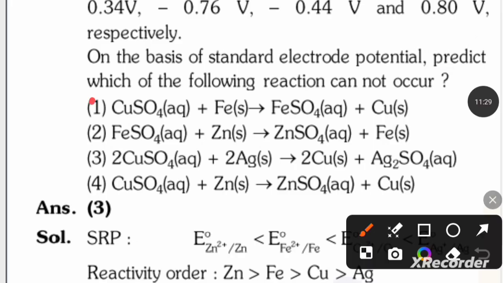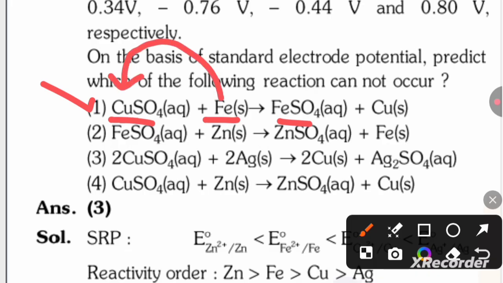So in the first reaction, copper sulfate reacting with iron produces iron sulfate. As we know, iron is more reactive than copper, so iron can displace copper. This is possible. Second reaction, between ferrous sulfate and zinc: among zinc and iron, zinc is more reactive, so zinc can easily displace iron.